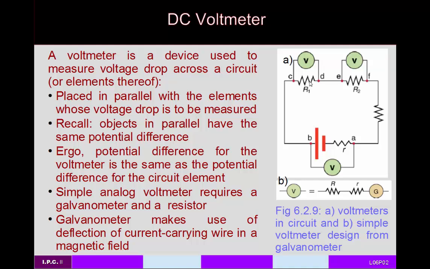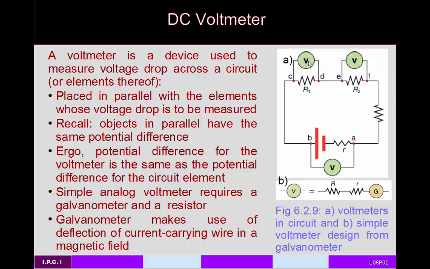Based on Kirchhoff's rules and our discussion of DC circuits, we can figure out something about the internal properties of the voltmeter. It's making use of a galvanometer. A galvanometer uses the deflection of a current carrying wire in a magnetic field to measure just how much current is in the wire. We'll talk more in depth about that when we talk about magnetic fields in another lecture set or two.